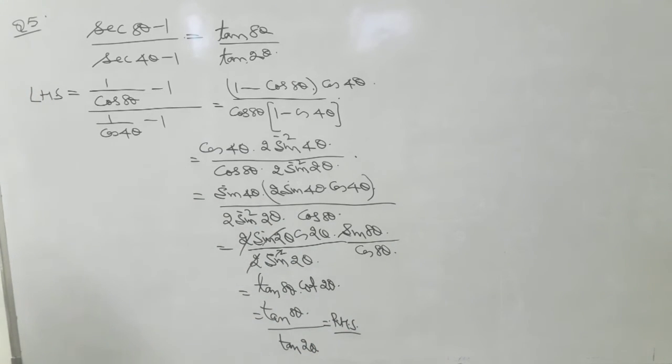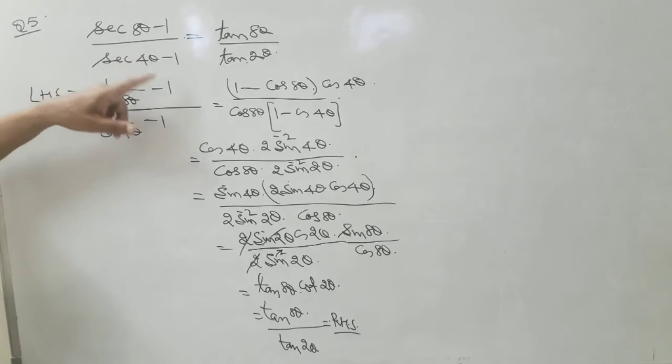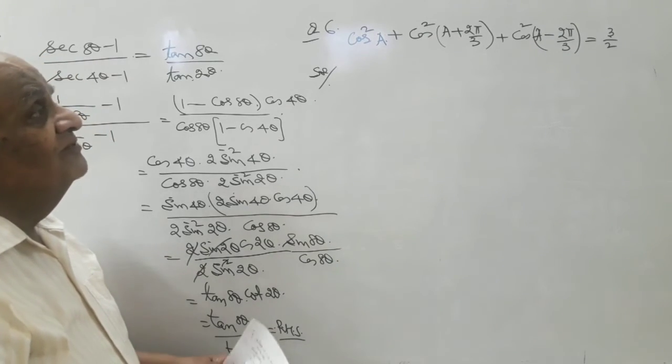So we have secant of 8 theta minus 1 upon secant of 4 theta minus 1 is equal to this. I think it is clear. Yes. Take up question number 6.